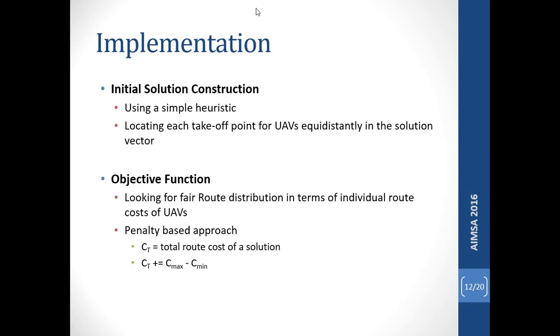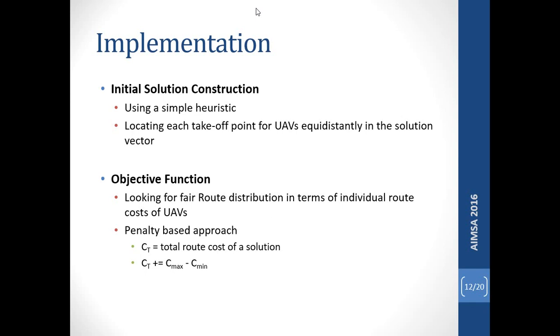As I mentioned earlier, in addition to trying to find the route with minimum total travel cost, we also want to make each individual route have close cost values as much as possible. In this context, we set our initial solution using a simple heuristic. It is clear that if the points representing the takeoff and the landing points of UAVs are located at indices which are too close to each other in the solution vector, then it is quite impossible to start with a solution with a better cost value. So in this context, we organize the initial solution by locating each takeoff point for UAVs equidistantly in the solution vector. This way, we are hoping to have a solution with better quality.